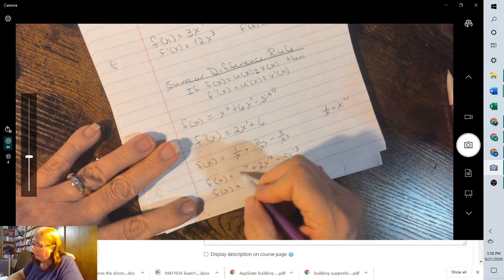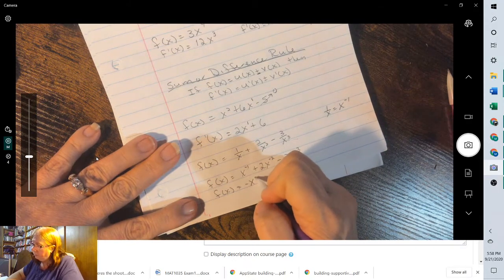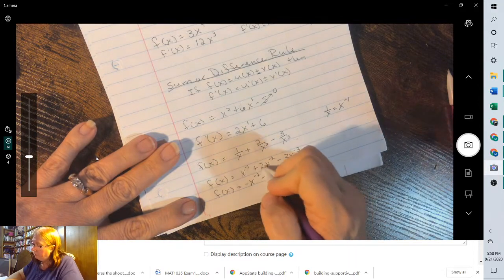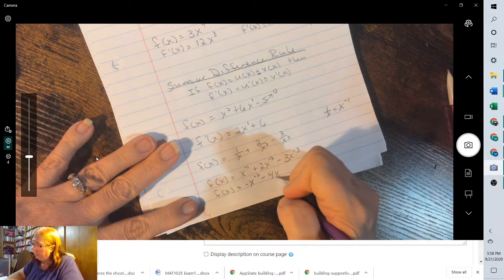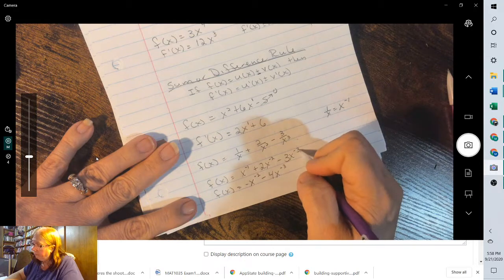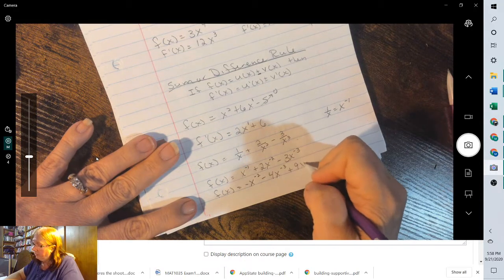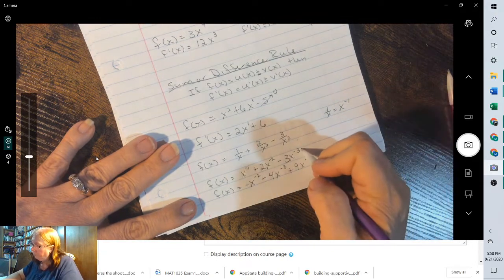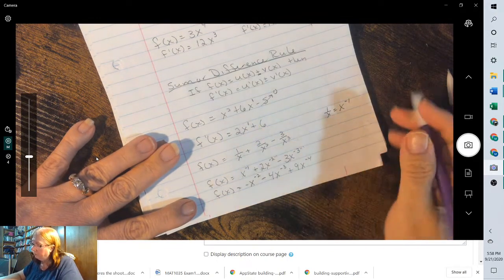Bringing the 1 down, negative 1 x to the negative 2, because we're subtracting 1. 2 times 2, negative 4x to the negative 3, and a positive 9x to the negative 4. So each one we were subtracting 1.